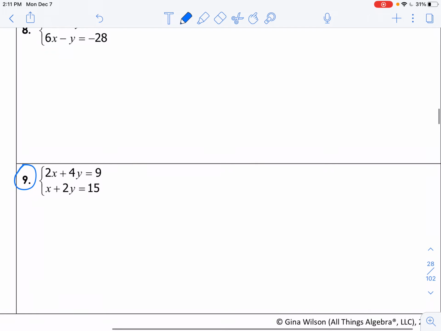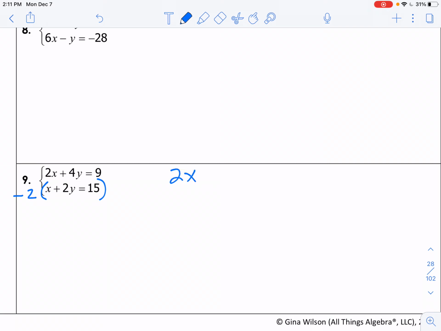All right. Number 9, you have a couple of options here on number 9. If you look at them, they're multiples of each other, like the x's. You got a 2x on top and an x on bottom. You could multiply the bottom by -2 or +2. And then same with the y's there. Yeah, this is interesting. Okay, so I think what I'm going to do is multiply the bottom by -2, and I'm going to eliminate my x's.